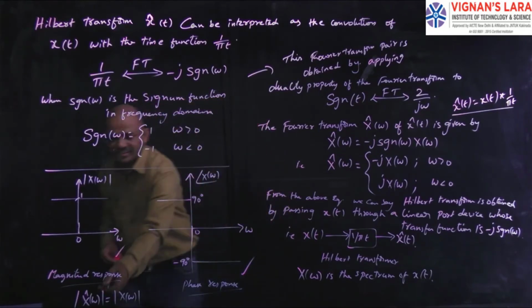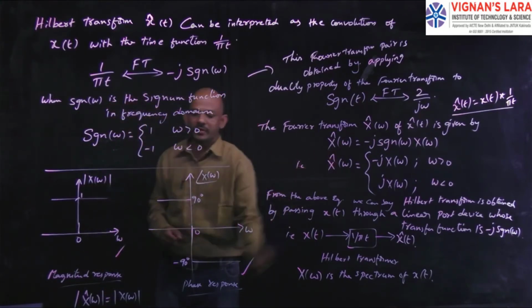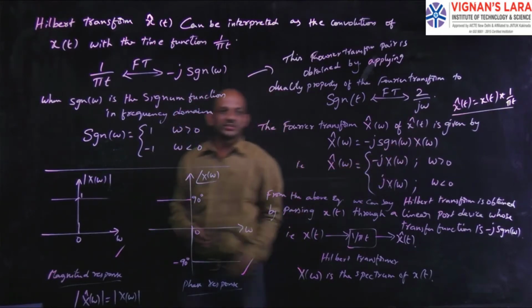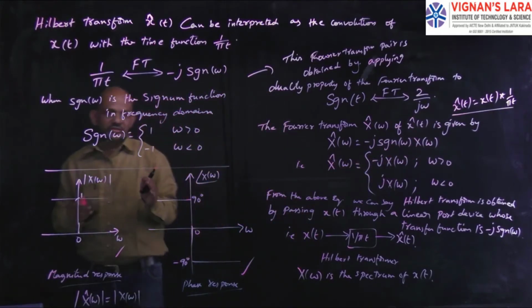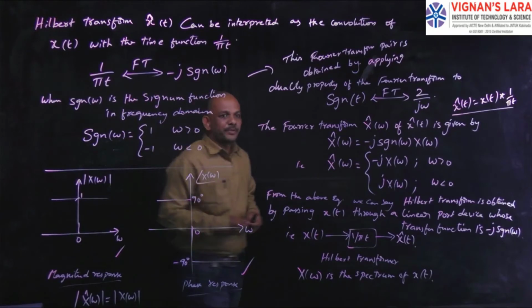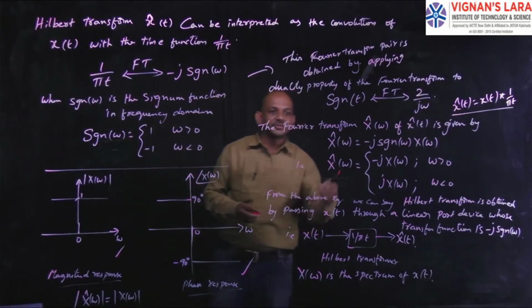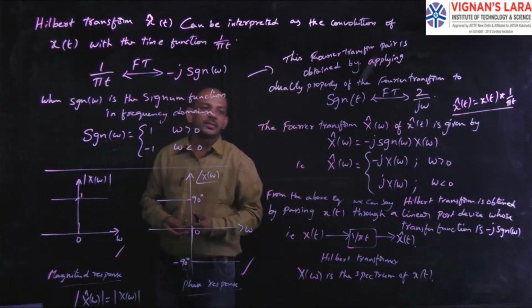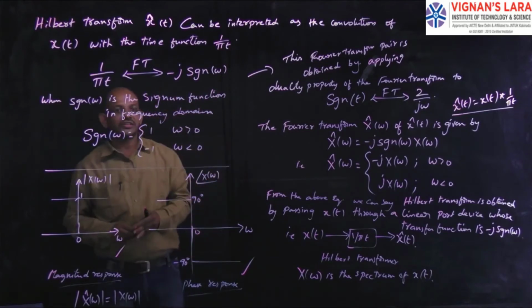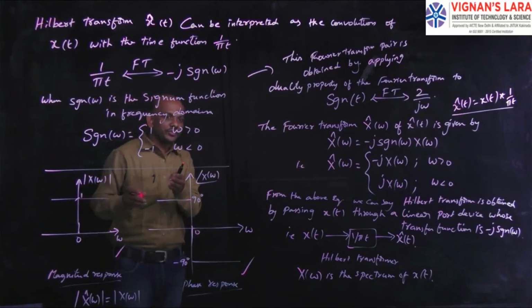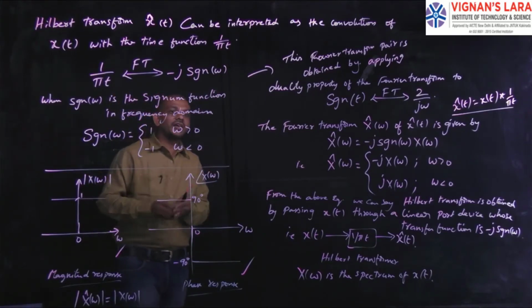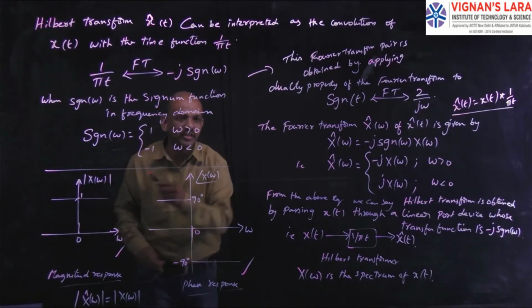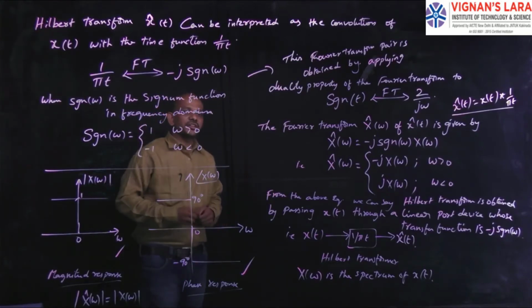And mod of X cap of omega will be equal to mod of X of omega. That is, the amplitude spectrum does not change. The amplitude of the frequency components, when passed through a system to get the Hilbert transform, does not change. There is no change in the amplitudes of the frequency components when they are passed through the system. Okay, this is the explanation about the Hilbert transform.